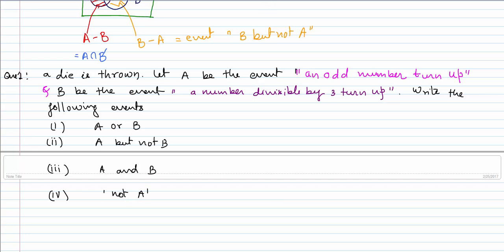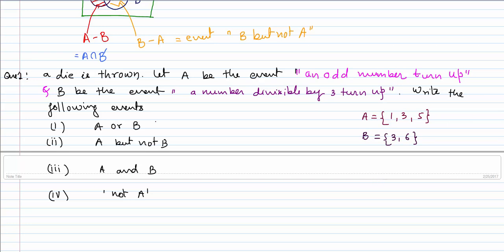Not A. You can see these two events: an odd number turns up, a number divisible by 3 turns up. So what are the elements inside the event A? Event A contains odd numbers that turn up, that is 1, 3 and 5. And what are the outcomes in event B? That is numbers divisible by 3, that is 3 and 6. So these are the two events A and B.